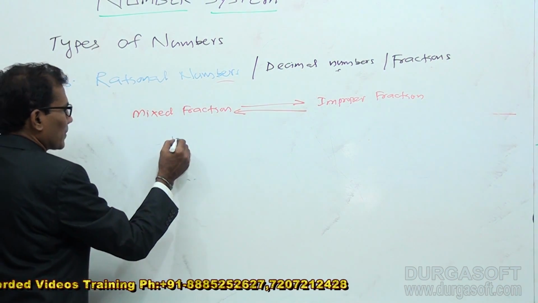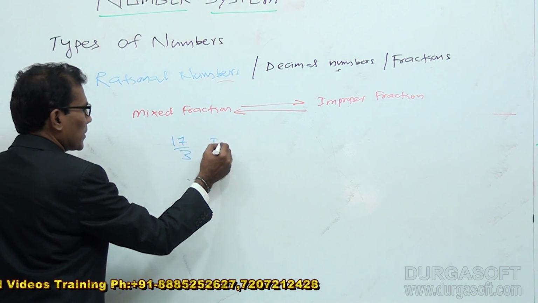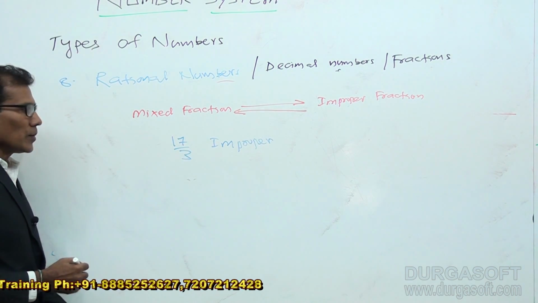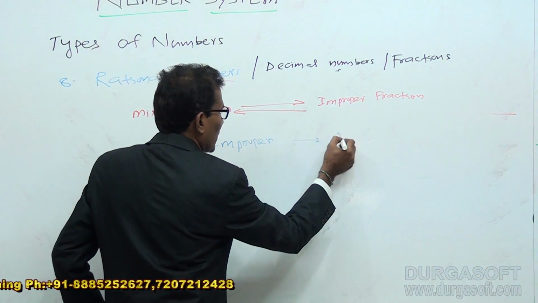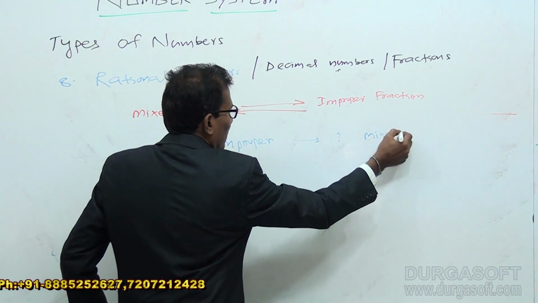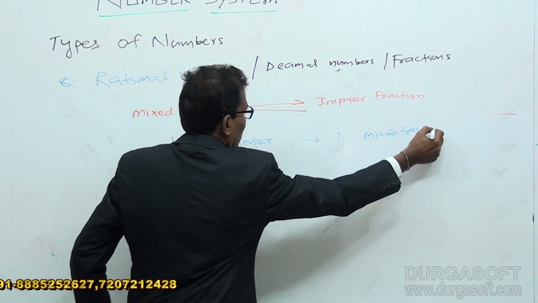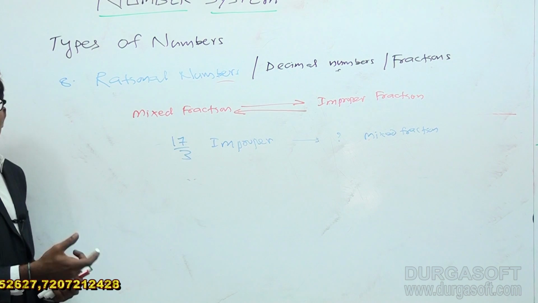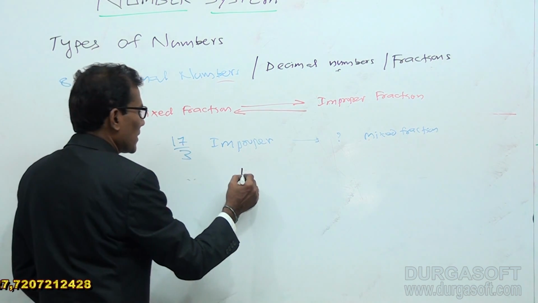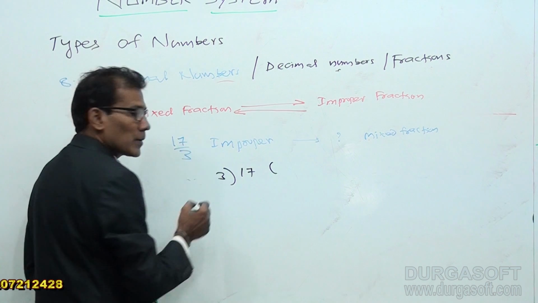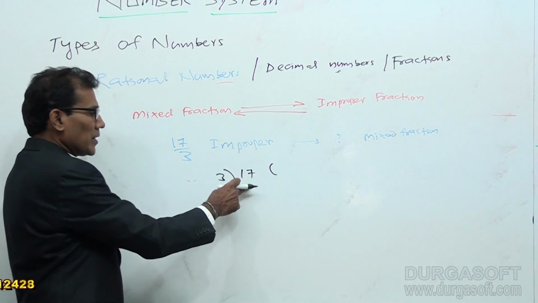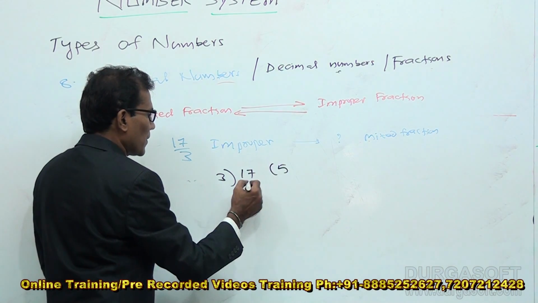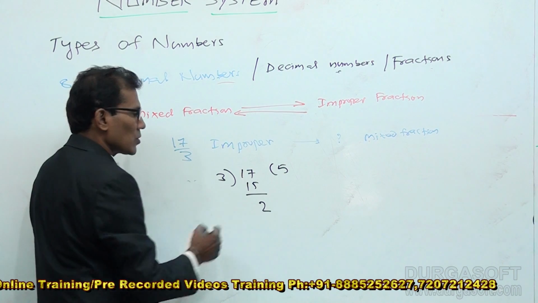Say for example 17 by 3, this is improper. Now convert this into mixed. What is the mixed fraction? As we know, 17 by 3 is nothing but 17 divided by 3. We perform the same division. 17 is divided by 3. Perform ordinary division. In 17, 3 will go how many times? 5 times. 3 5s are 15, and the remainder is 2.